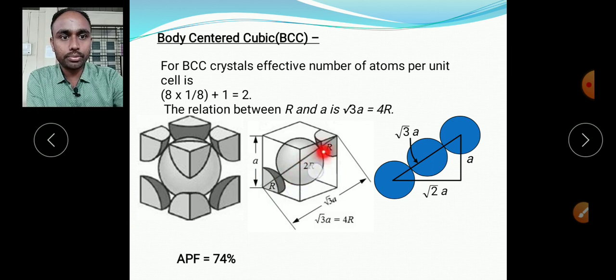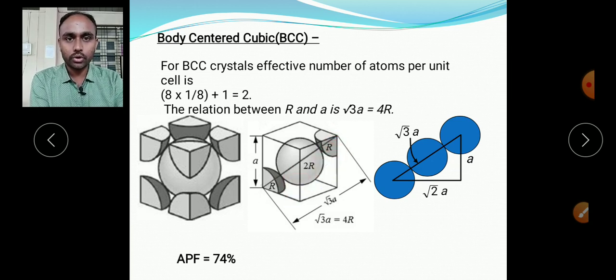Why 2R? Because this complete atom is present in the body of the unit cell, and 2R means its diameter, and then the R of this particular corner atom. So that means this body diagonal is equal to how much? R plus 2R plus R, it is 4R. And how much is the body diagonal of a cube? It is root 3A.